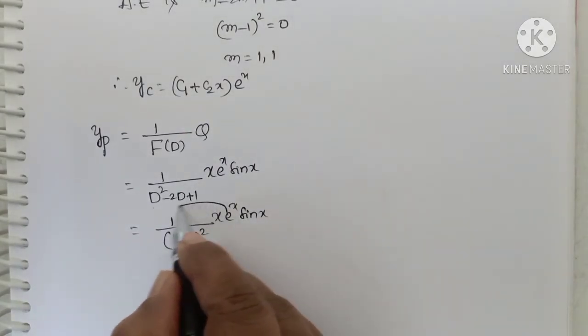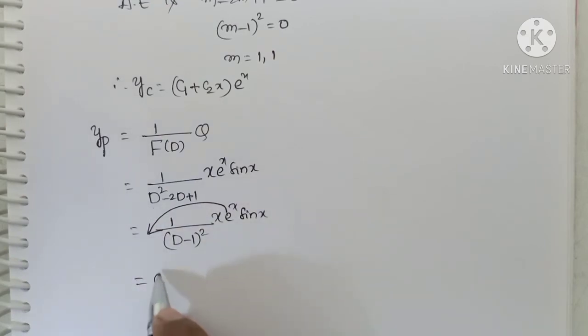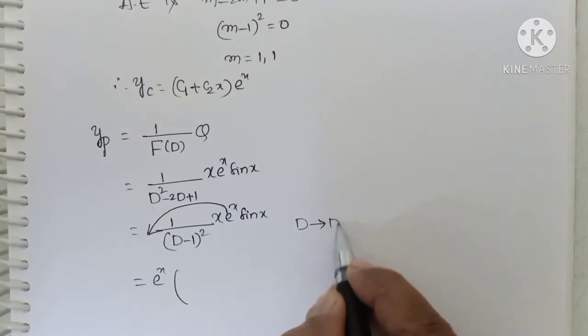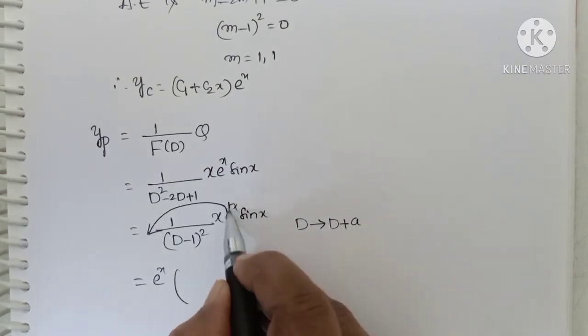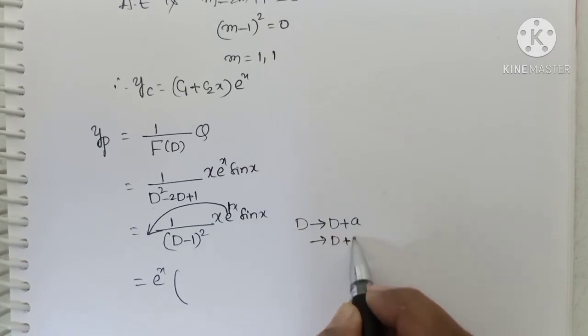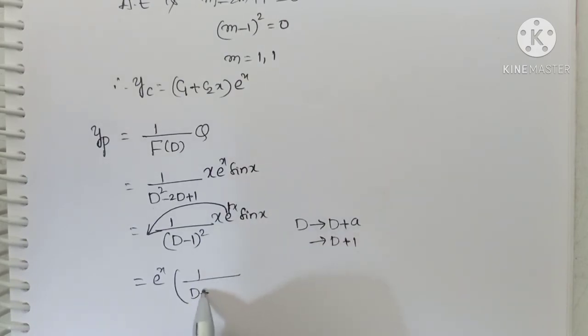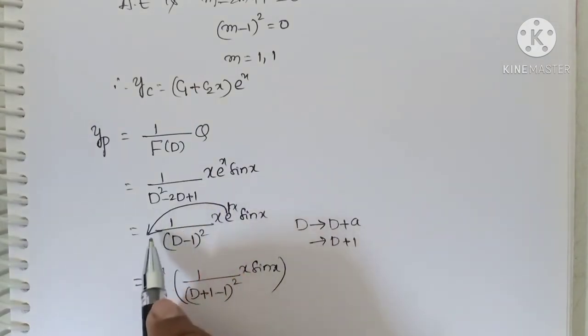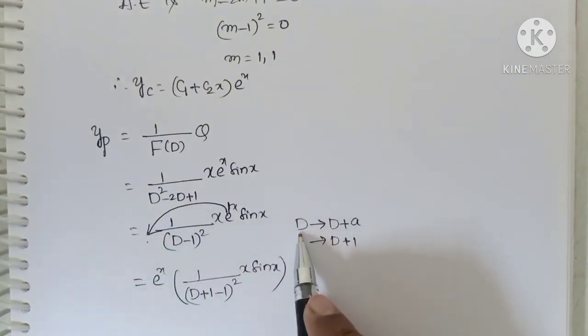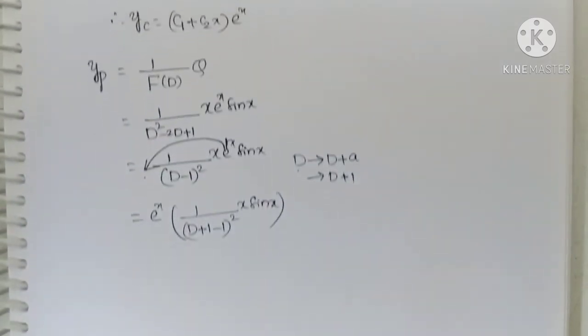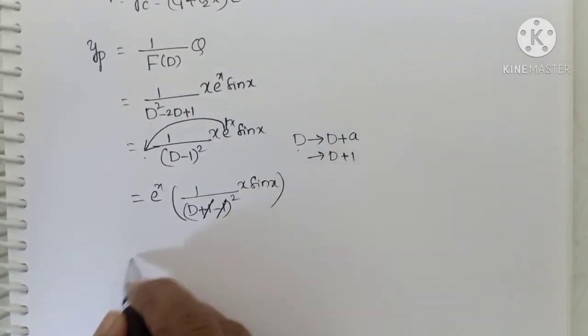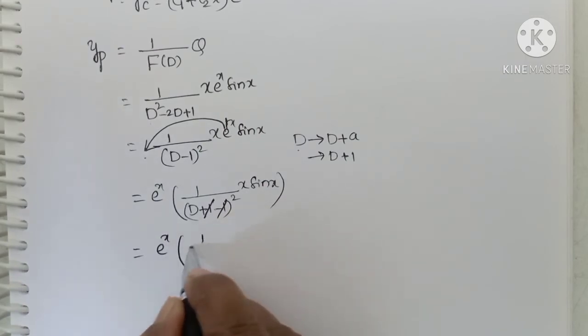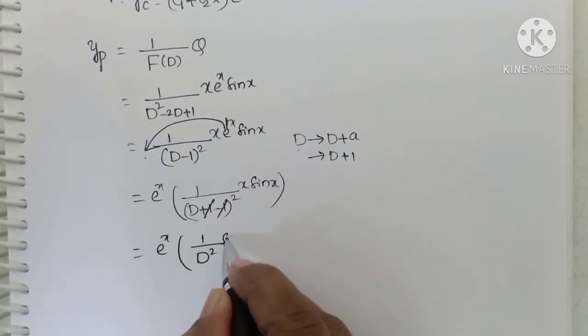First, we bring e power ax outside this operator. During this step, we have to replace d by d plus a. Here, a is 1, so therefore d is replaced by d plus 1. 1 by d plus 1 minus 1 whole square into x into sin x. So when we bring out e power ax outside this operator, we replace d by d plus 1. Cancel, plus 1 and minus 1. e power x into 1 by d square, x into sin x.